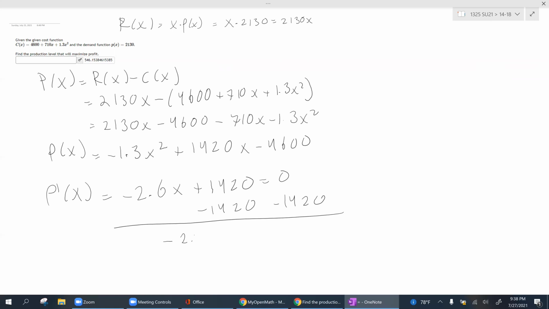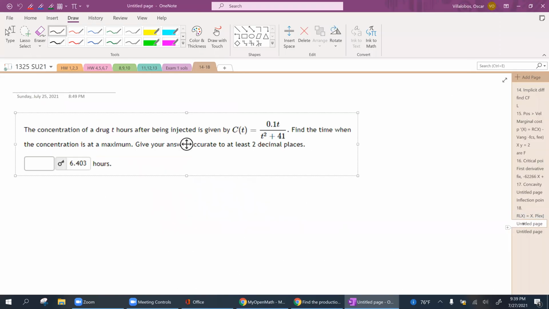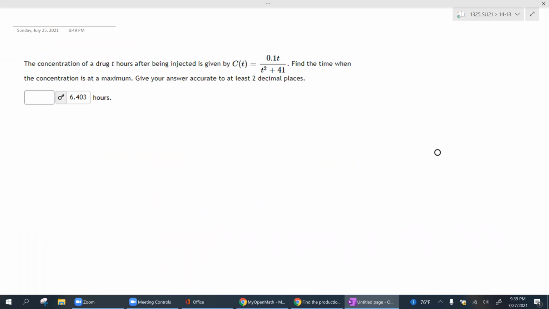I get negative 2.6x is equal to negative 1420. Divide both sides by negative 2.6. So x is equal to 1420 divided by 2.6. Let's do 2 decimal places: 546.15. That right there would cause me to have maximum profit.